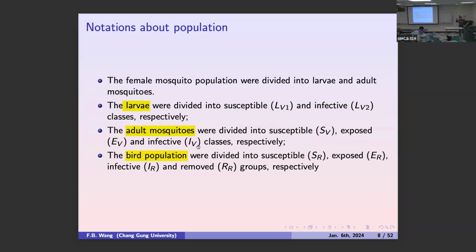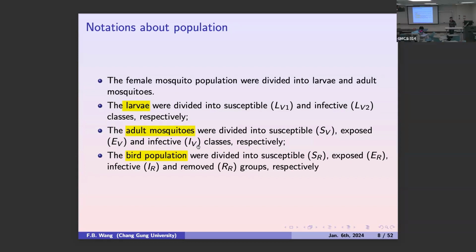In the classical model, we usually consider only susceptible and infected, because they do some simplification. They assume that when an individual is infected by the virus, it can immediately infect other individuals. But that is not true, right? It should take some time to produce more virus, and then they have the ability to infect other individuals.